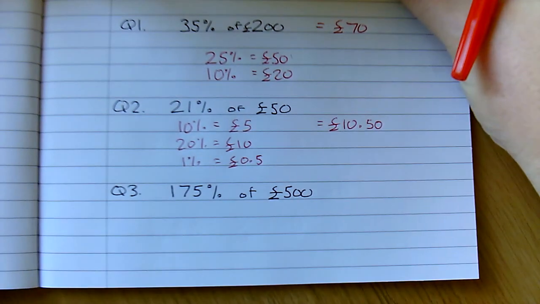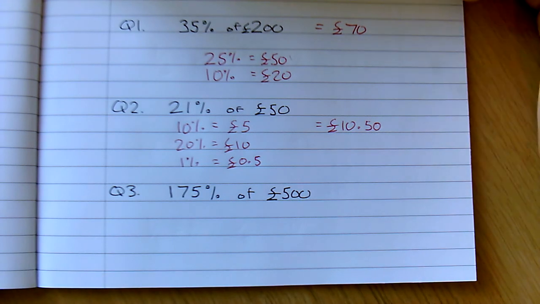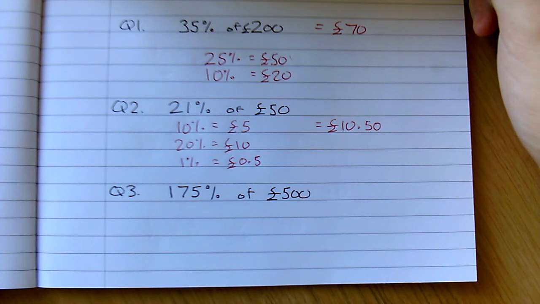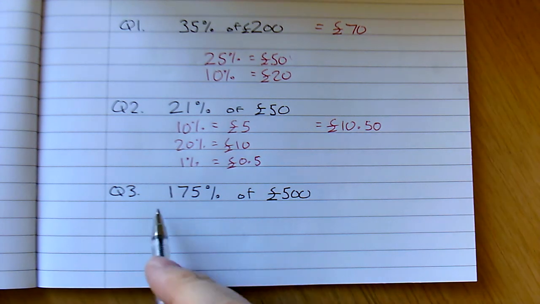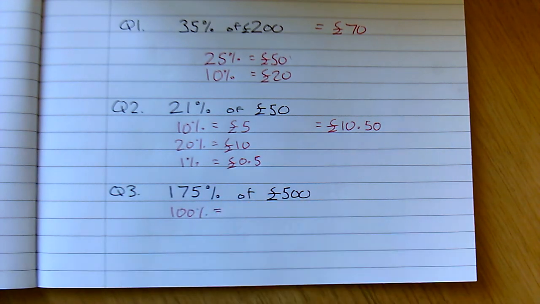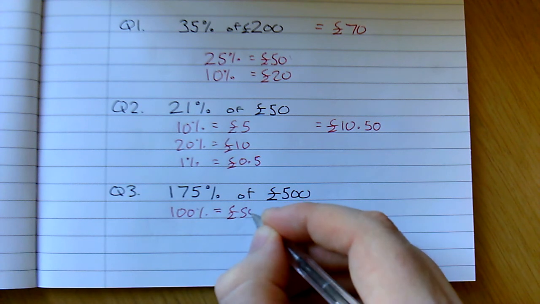Now my next question, my last question, is 175% of 500. Yes, percentages can exceed 100%. Essentially, you're going to get a number that's bigger than what you started with. So, to do this, my first one, what's 100%? Well, 100% is really easy. You start at 100%, so 100% is just going to be £500 off the bat.